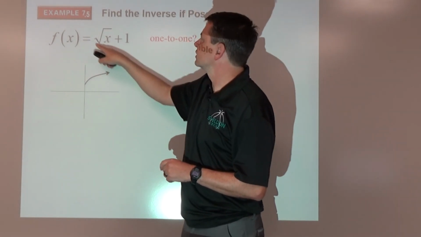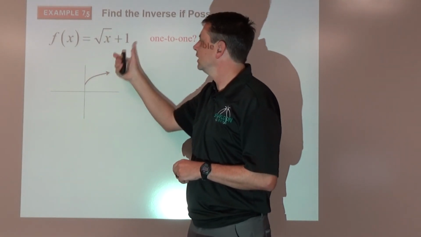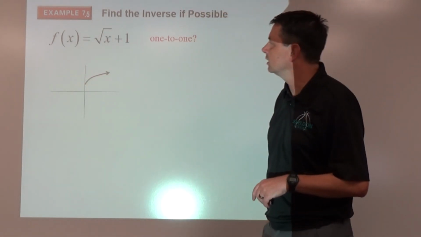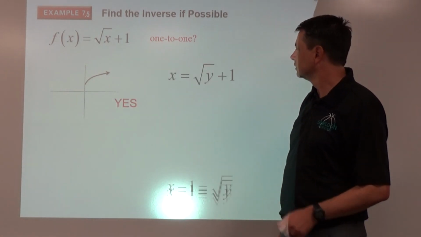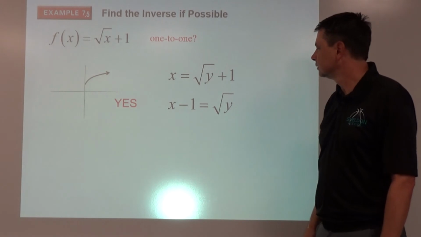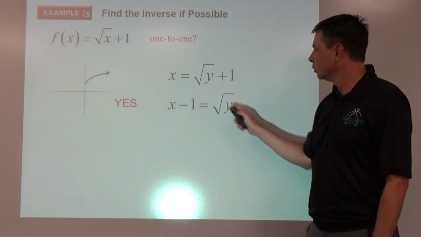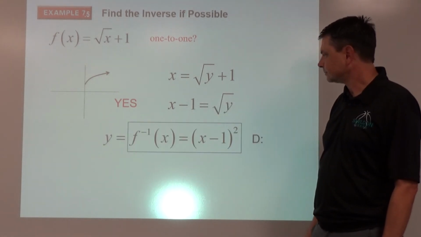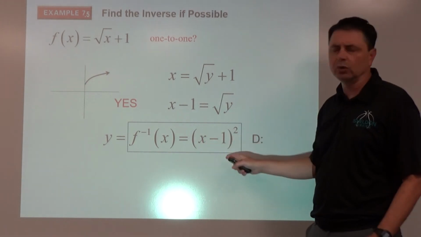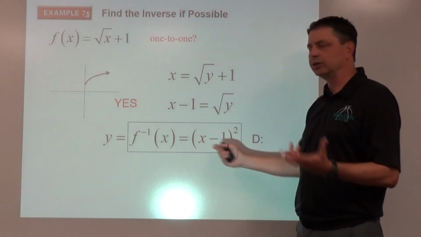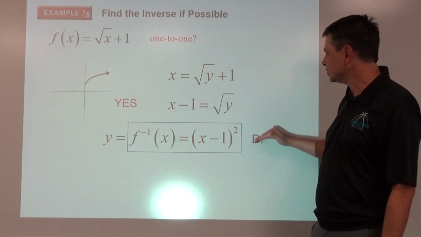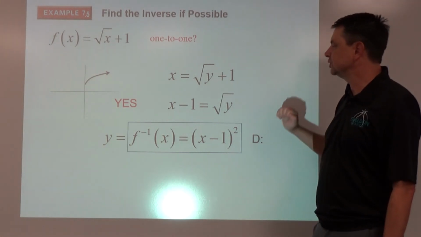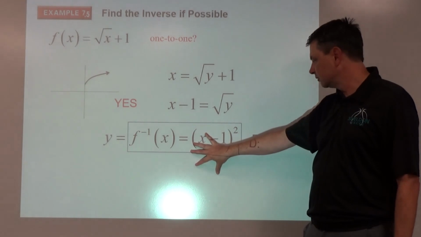Y equals the square root of x plus 1. Switch the x and the y. Solve for y. Square both sides. And we would get something like this. If you wanted to do the squaring, you definitely could. We have the same thing. So now the question is, what is the domain of the inverse?